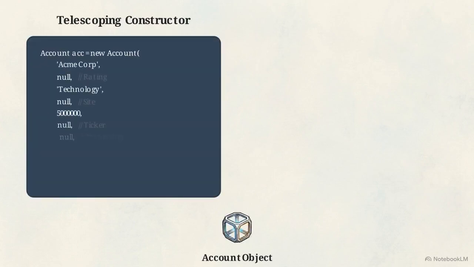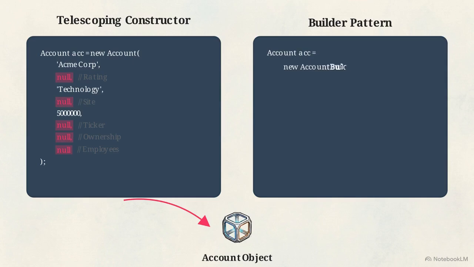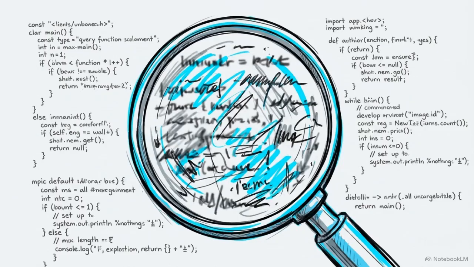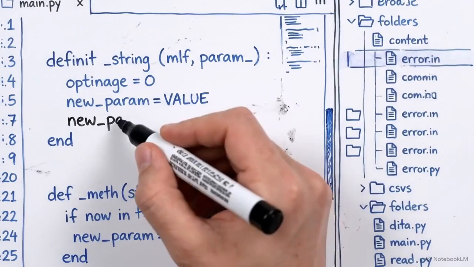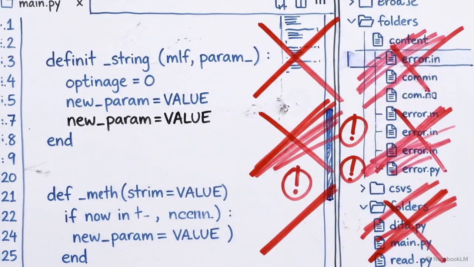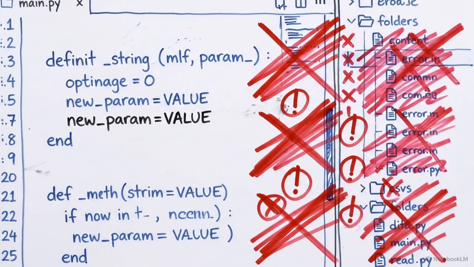To instantiate an account object, we have to pass a long sequence of positional parameters, including forced null placeholders for fields we don't even need. Compare that to the right side, where we have a clean, vertical chain of named methods. Those positional parameters make the code difficult to read. More importantly, if you add a single new required field to that constructor, every call site in your codebase breaks.